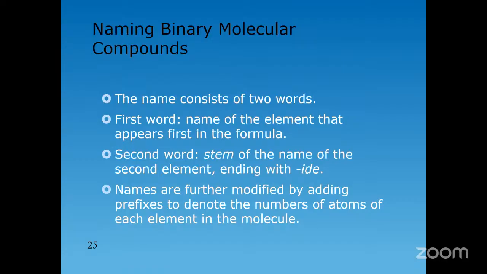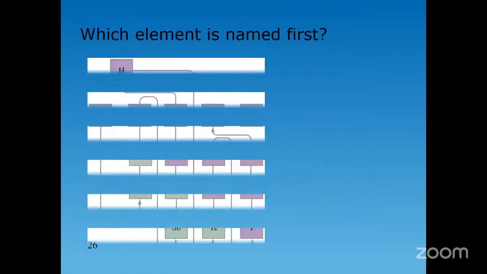Another thing you need to keep in mind is that the names are further modified by adding prefixes to indicate the number of atoms of each element present per molecule. There are some exceptions, especially to this part, which I'm going to get into, all right? So those are basically the rules for naming binary molecular compounds, all right?